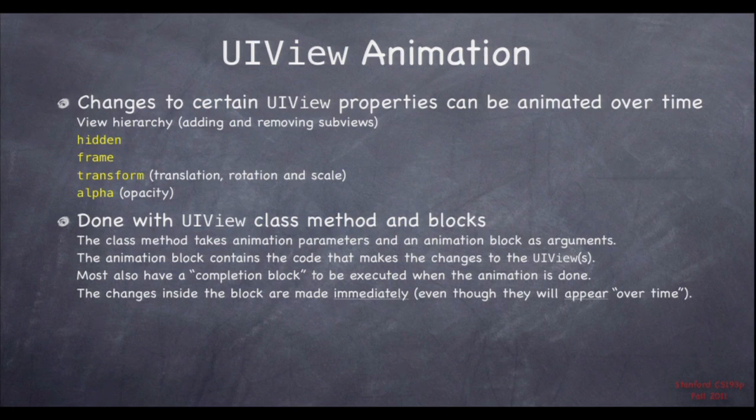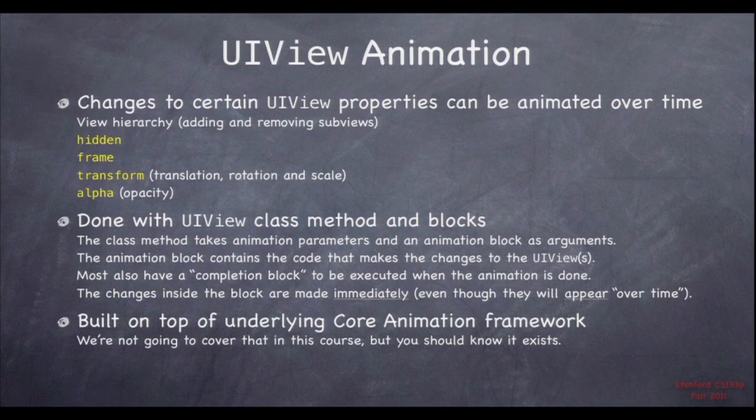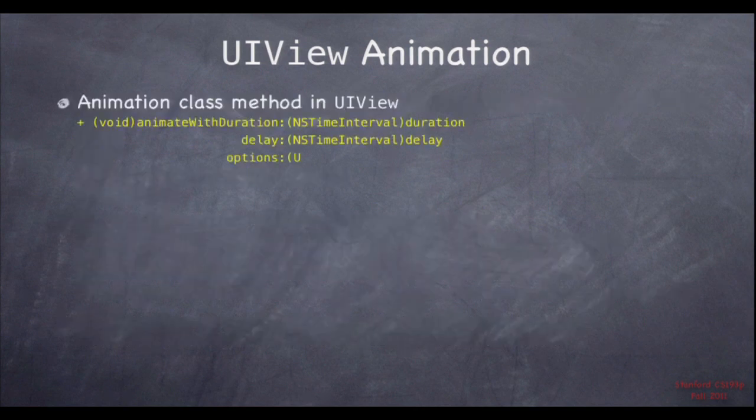Okay, so let's look at that, see what that code looks like. This is all built on top of Core Animation, by the way, which is a really powerful animation framework. If you were building a game or something like that, you might well be using Core Animation directly. Okay, and Core Animation is just a mechanism for changing properties and have them be animated over time. It's really quite amazing. But here we're just talking about the UIView level, which is a little simpler.